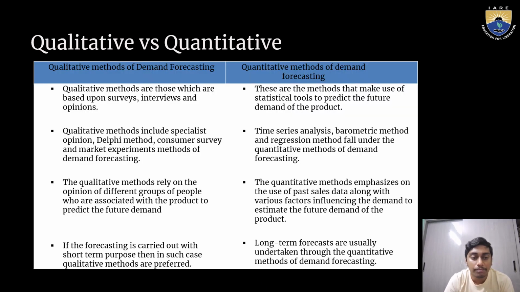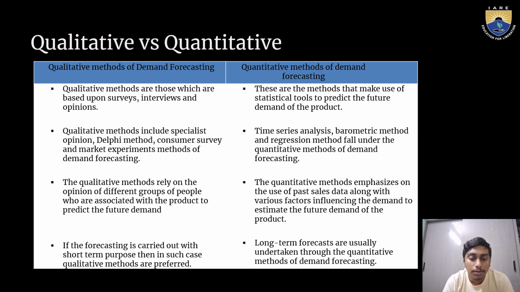Qualitative versus quantitative. Differences. Qualitative methods of demand forecasting are those which are based upon surveys, interviews, and opinions. Quantitative methods make use of statistical tools that predict the future demand for a product. Qualitative methods include specialist opinion, Delphi method, consumer survey, and market experiment methods of demand forecasting, whereas time series analysis, parametric method, and regression method fall under the quantitative methods of demand forecasting.